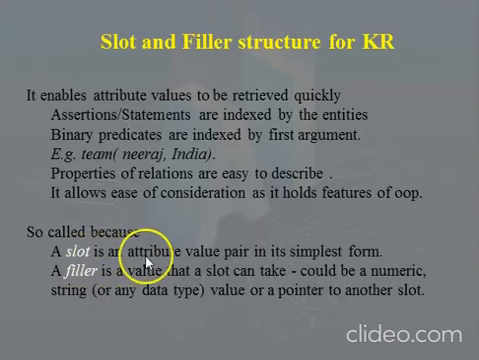So a slot is an attribute value pair in its simplest form. A filler is a value that a slot can take. So there should be a slot to hold a value. This value is called the filler of that slot. And this value can be of any type. It can be numeric, alphabetic, float value, string. Any value is permitted to be held in the slot.